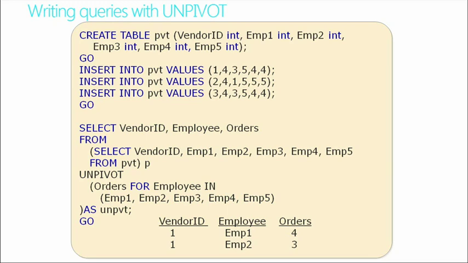So then you mentioned the UNPIVOT. We won't get into this, but here's an example of it, so you'll have it. This is a create table, and this actually does the opposite. It unpivots, and you insert values here, and then you generate something. And down here I just squeezed in what the output would look like. Vendor ID 1, employee EMP1, orders are 4. So we're kind of doing the reverse.